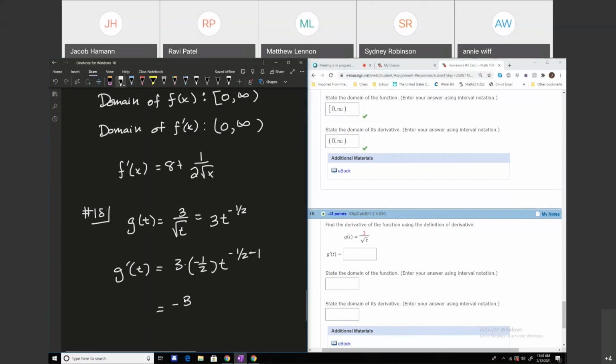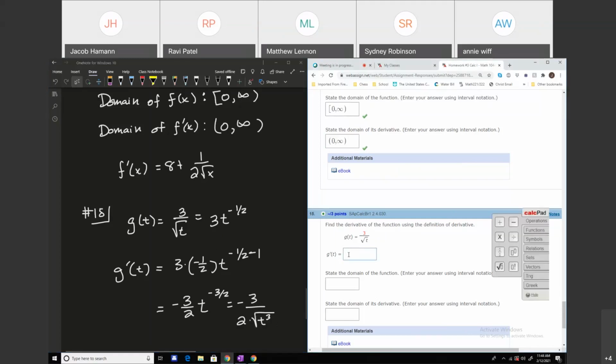So we get negative 3 over 2 times t to the negative 3 over 2, which again, if you wanted to use radical notation, would be negative 3 over 2 the square root of t to the third power. But to me, it looks like the domain is going to be the same for this one because, again, t can't be 0 because it's in the denominator, and t can also not be 0 because it's in the denominator here.